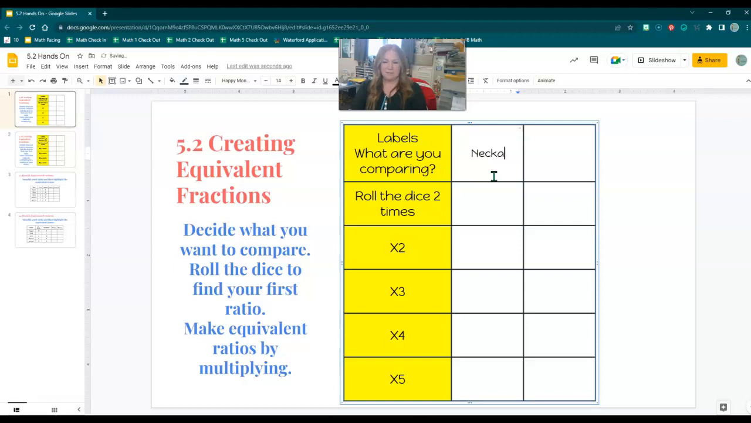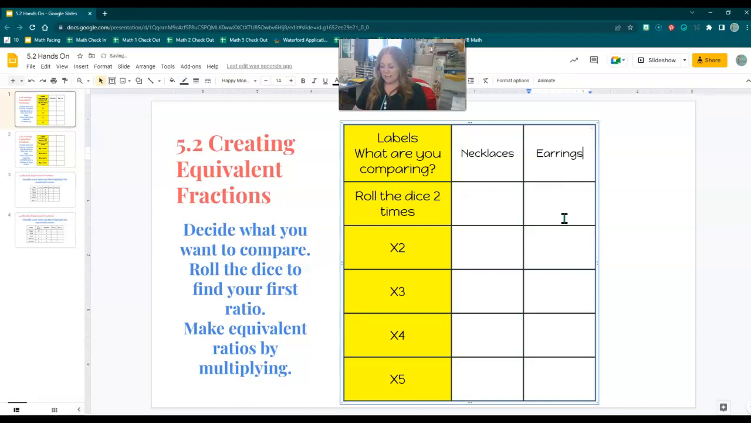many necklaces to how many earrings somebody might own. So right, and these are a ratio that we are setting up. So now it tells me I'm going to roll the dice 2 times to find out how many necklaces I'm working with and how many earrings.